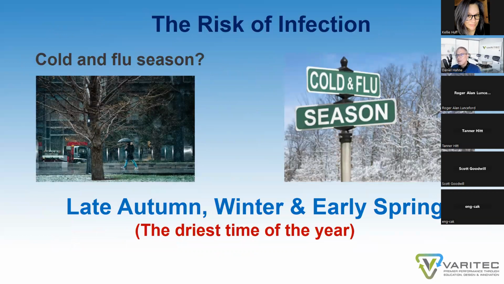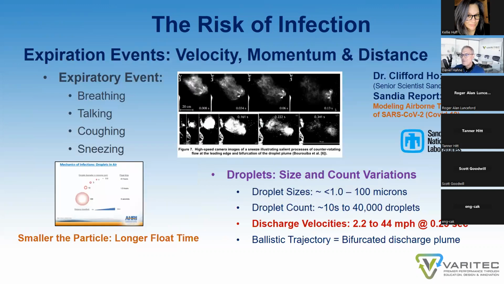First of all, let's look at cold and flu season. When is cold and flu season? Late autumn, winter, and early spring, the driest times of the year, as we've demonstrated. Well, how does infection spread from an infected agent in a building to others? Well, we expiate. We express virally loaded droplets through talking, breathing, coughing, sneezing. Sizes of virally loaded droplets range from 1 micron up to 100 microns.